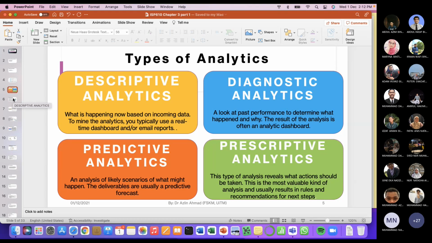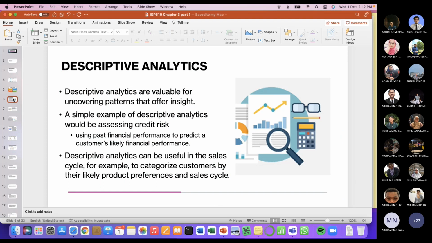Okay, next will be some description about each type of analytics. The first one is descriptive analytics. Okay, tadi ada cerita dah kat you. So one of the examples is how we can use descriptive analytics to help in assessing credit risk.